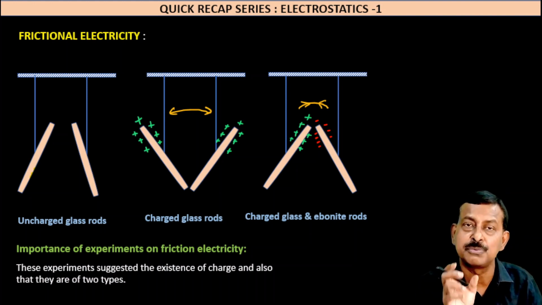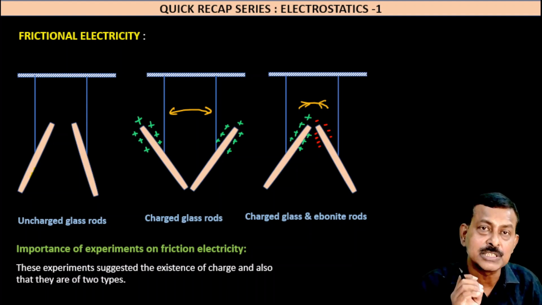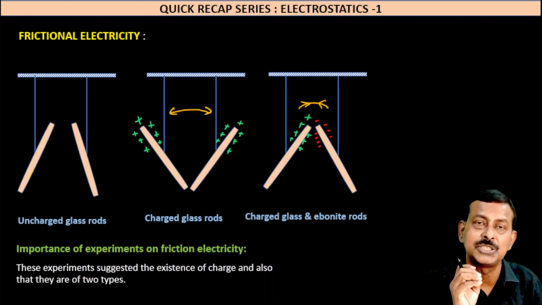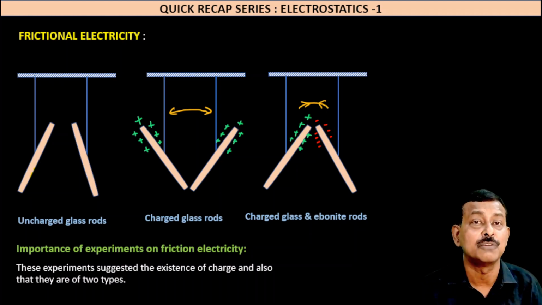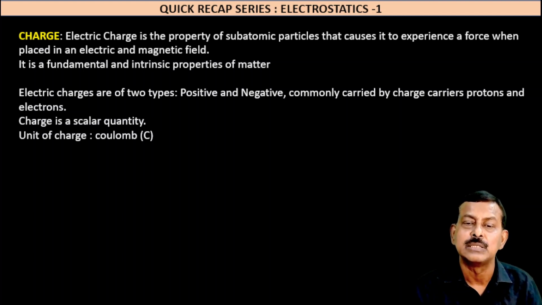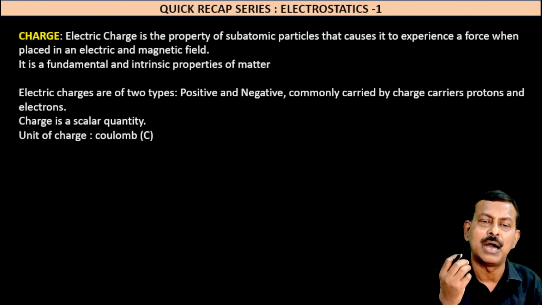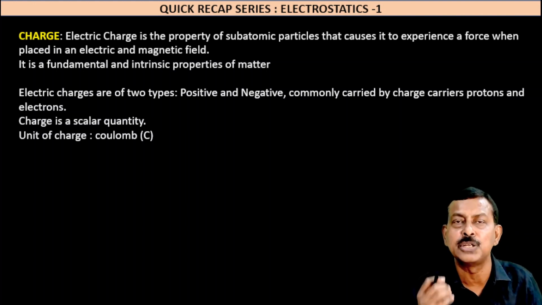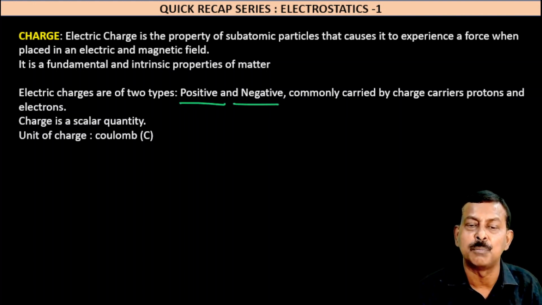So the importance of frictional electricity is that this was the experiment which first suggested that there are charges possessed by the body, and secondly, that the charges are of two types. Now let's see what charges are. Electric charge is the property of subatomic particles that causes them to experience a force when placed in an electric or magnetic field. So it is basically a fundamental and intrinsic property of matter. And electric charges are of two types: one is positive and the other is negative.